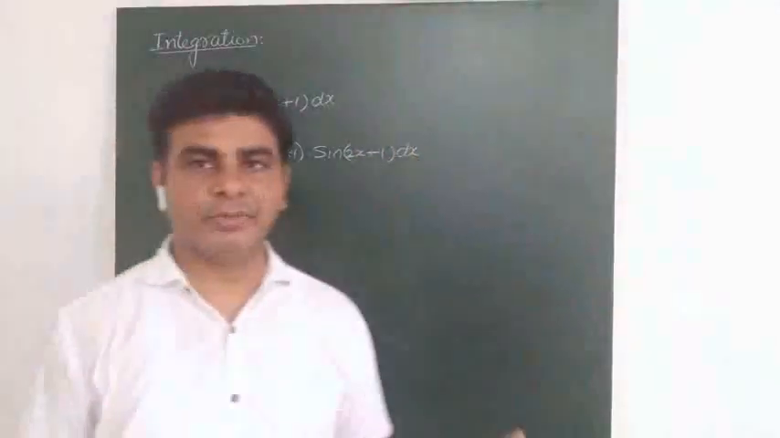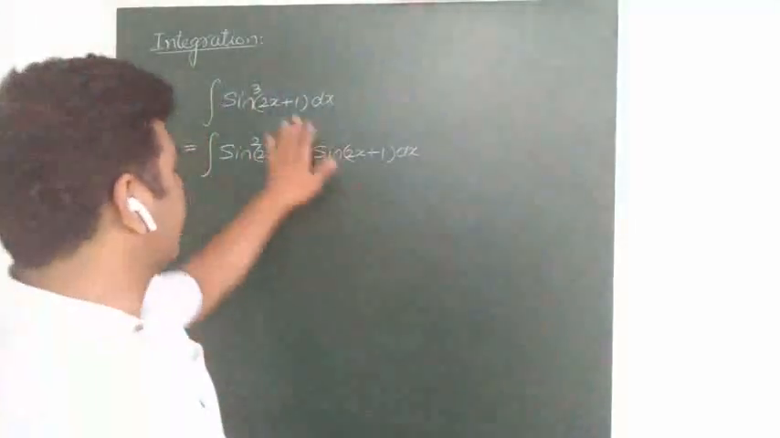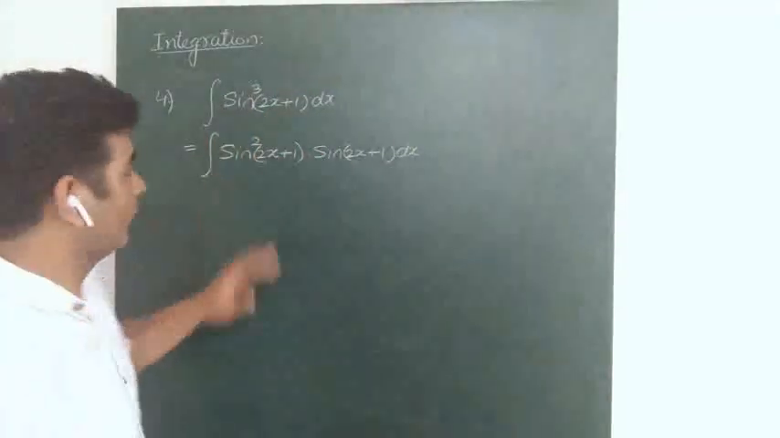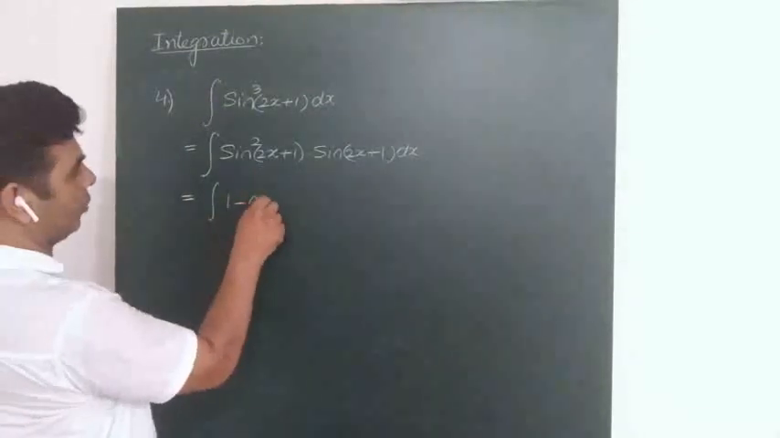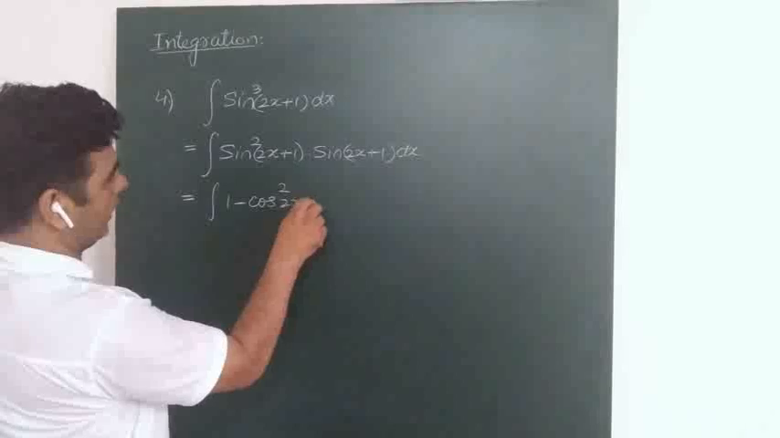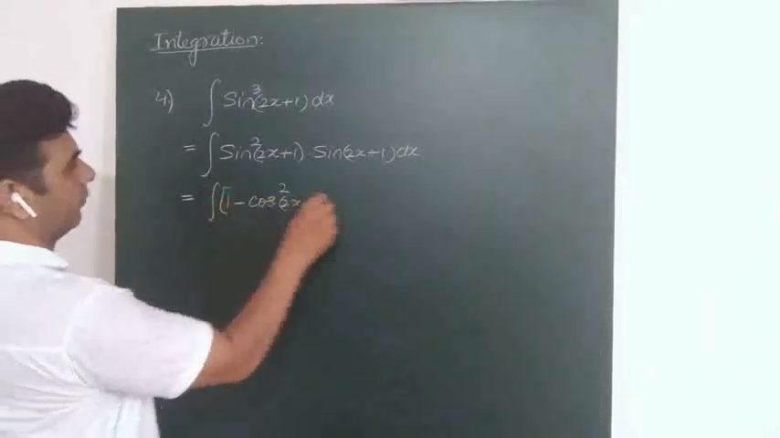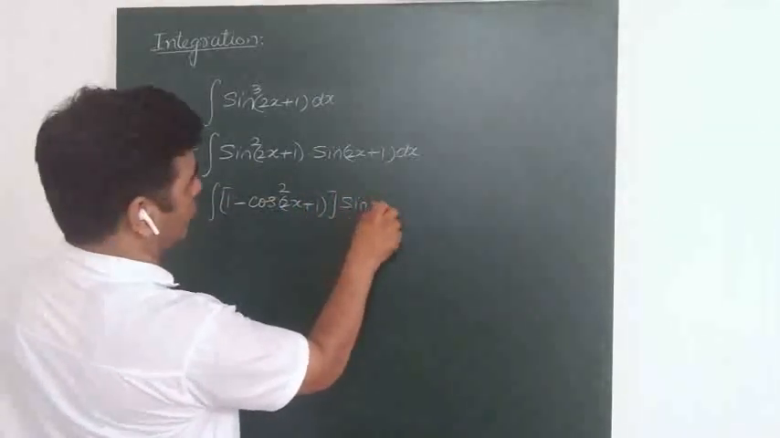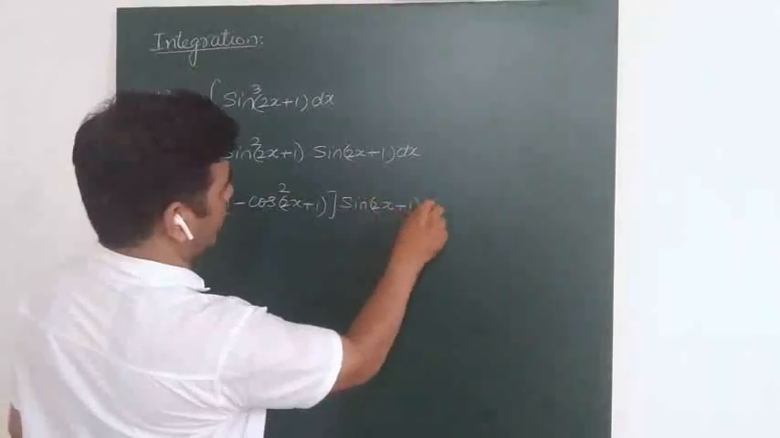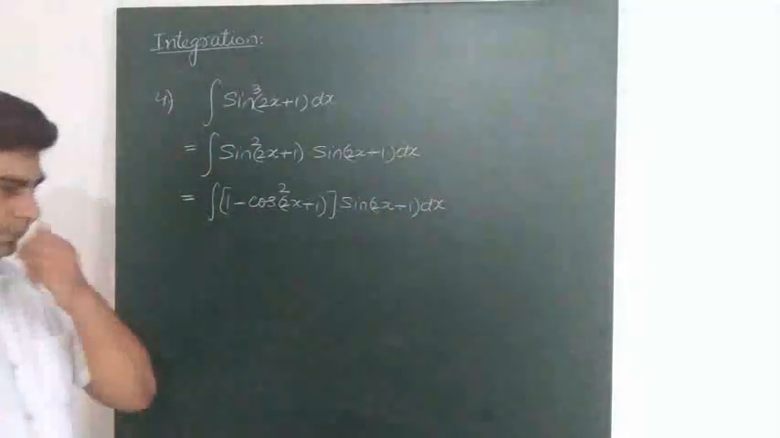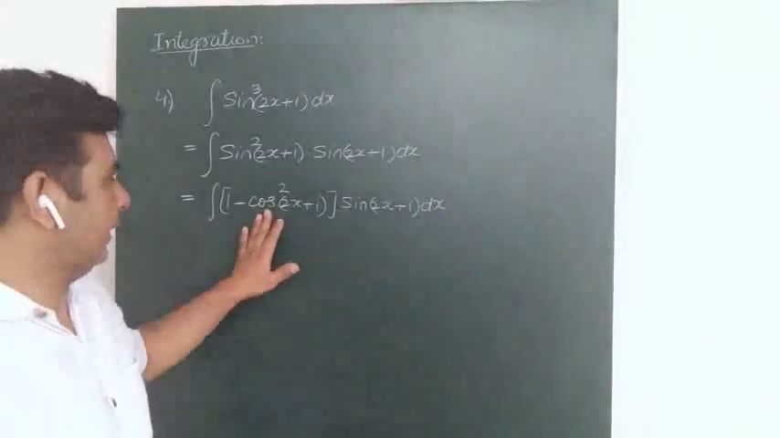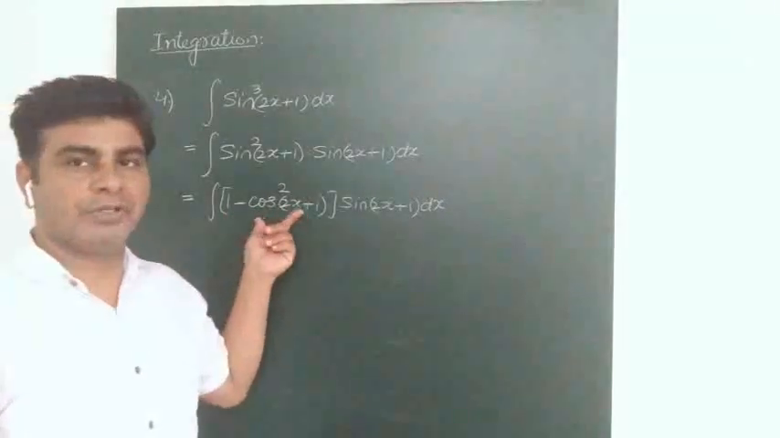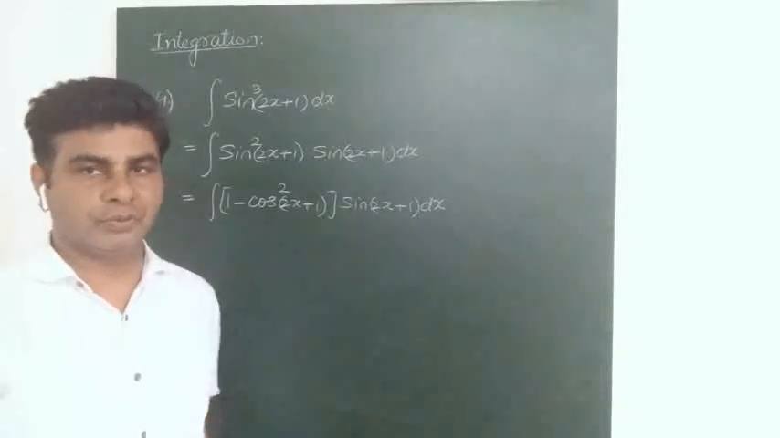We will write this in the form of sine square x multiplied by sine x, and the angle remains the same. Now just break this sine square x in the form of 1 minus cos square x, and sine of 2x plus 1 is there also. Now let's see, we know very well the derivative of cos 2x plus 1 is minus sine 2x plus 1.